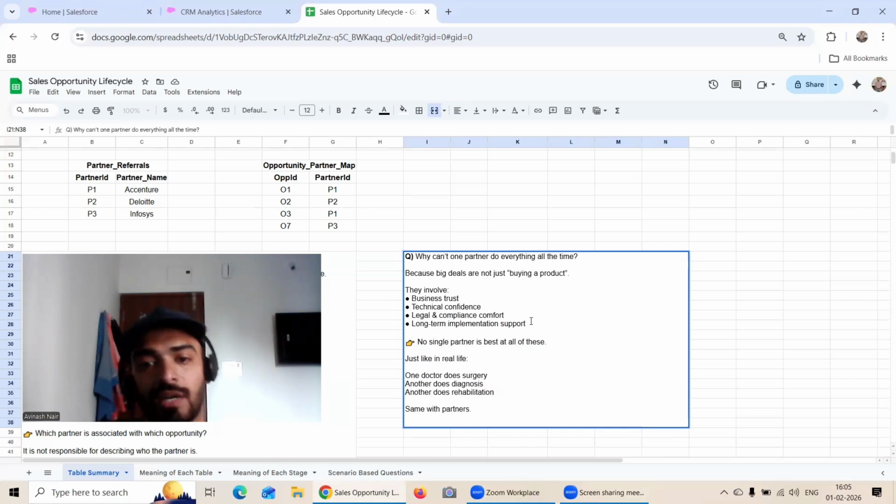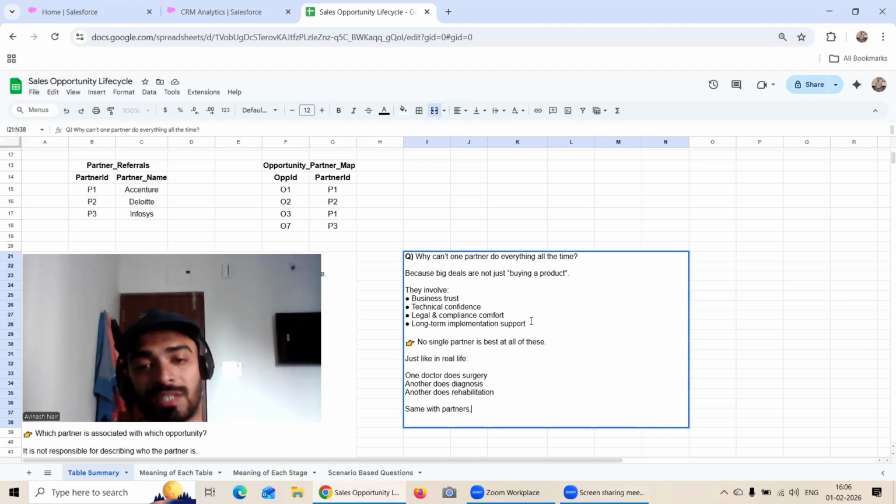So just like in real life, one doctor does surgery, another does diagnosis, another does rehabilitation. Same with partners. In the medical field, you will never have one doctor who can take care of everything about your illness, right? They cannot diagnose everything related to illness. Sometimes, if the illness is a bit major, they will send you to expert doctors who particularly deal with serious illness. If it's just a checkup, then a normal doctor at a normal clinic can help you out. But where it requires a particular serious surgery, they will recommend you to other doctors.